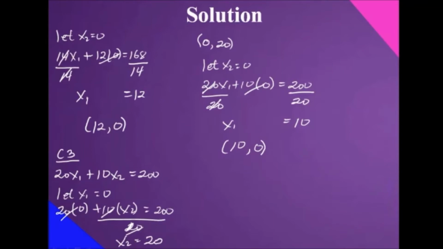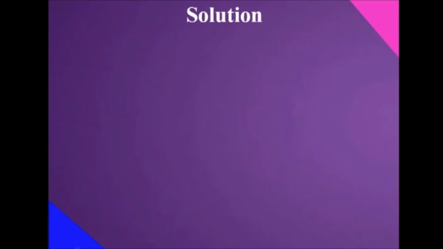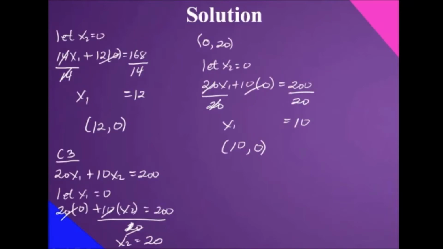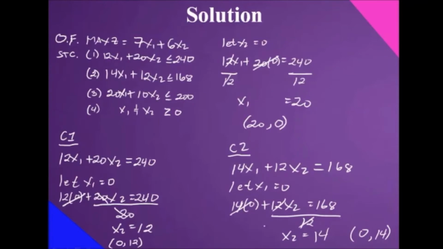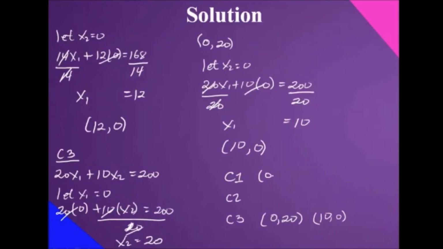And kapag ganyan, pwede na nating i-graph ang ating mga points, no? So, sige, let's have our graph na. Pag samasamahin natin ang ating mga points for C1, for C2, and for C3 para makita natin sila magkakasama. Pwede rin yan gawin, no? So, C3, unahin natin C3 kasi nandito tayo sa page ng C3. 0, 20, and 10, and 0. For the C1, 0, 12, and 20, 0.